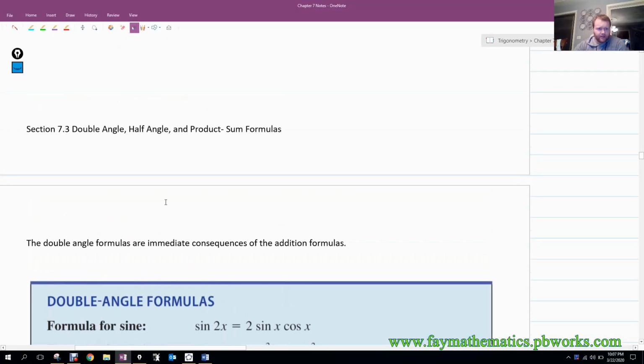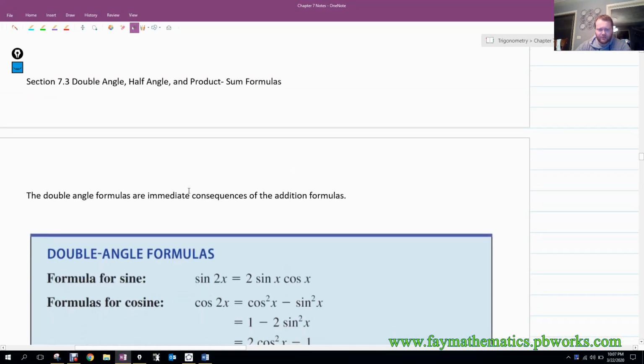Alright folks, 7-3 is double angle, half angle, product sum formulas, and they can also be some product formulas. I'll also talk about some power reducing formulas. My goal for us is to derive some of these, not all of them, just a handful.